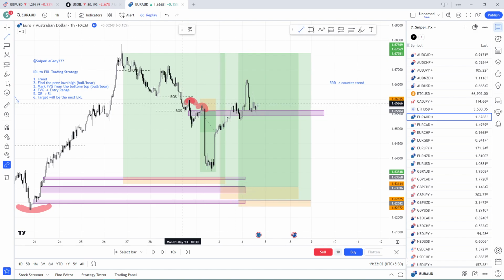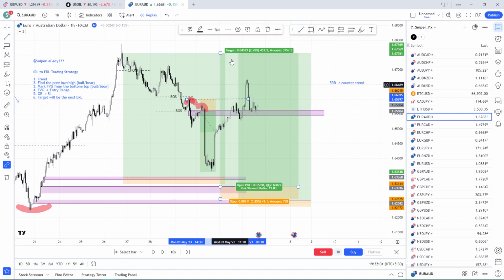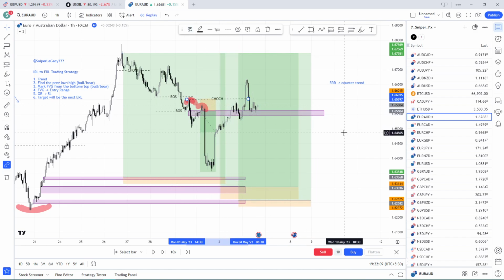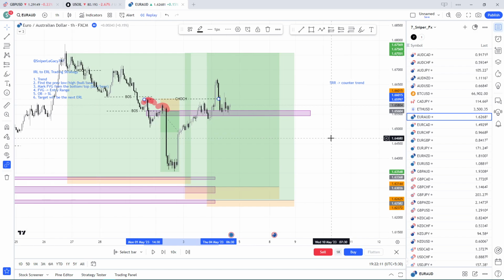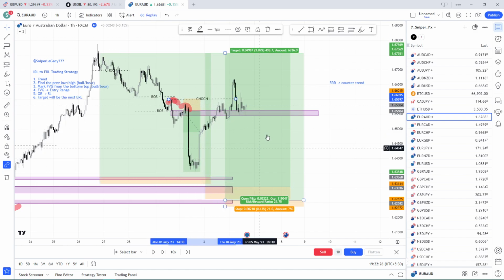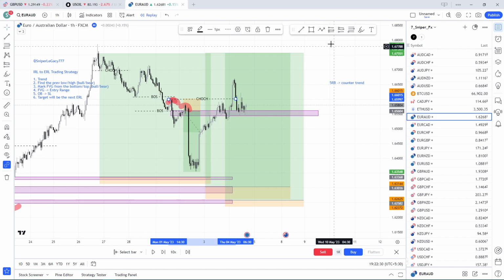So again we have a change of character and we have moved our bias to bullish. We have a change of character, and I will not wait for another BOS, because after this change of character I know for a fact that EUR/AUD is aligning to my major trend. So now if this is the CHOCH, I will again start from the bottom.